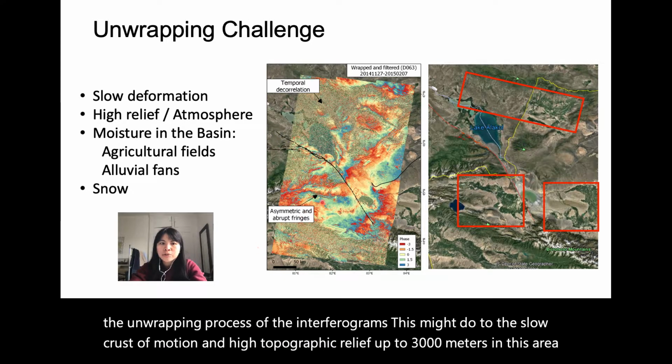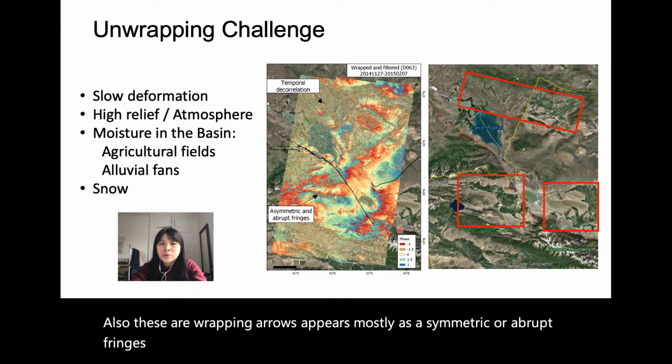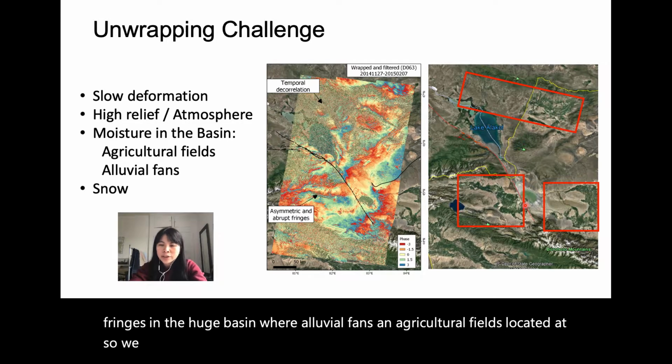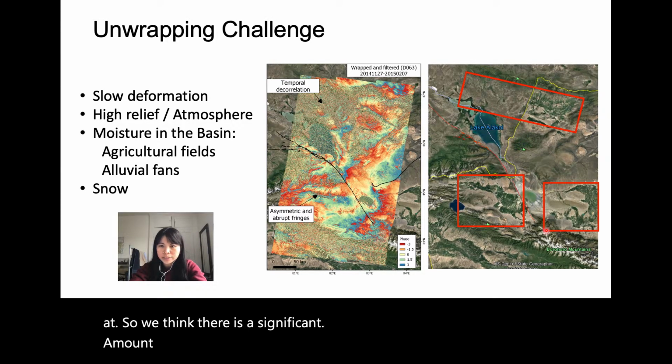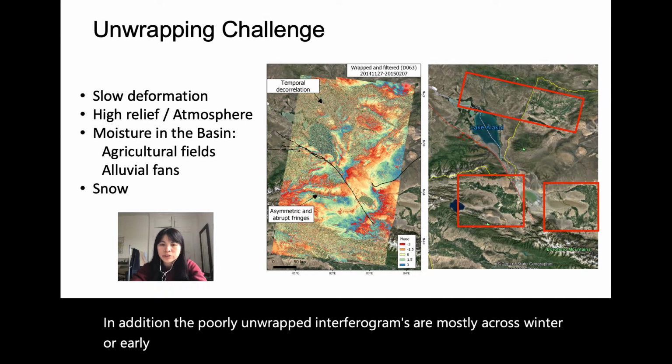Also, these unwrapping errors appear mostly as asymmetric or abrupt fringes in the huge basin where alluvial fans and agricultural fields are located. So, we think there is a significant amount of moisture in the basin that makes the unwrapping challenging. In addition, the poorly unwrapped interferograms are mostly across winter or early spring. So, we suggest it is highly related to the snow and the seasonal signals.